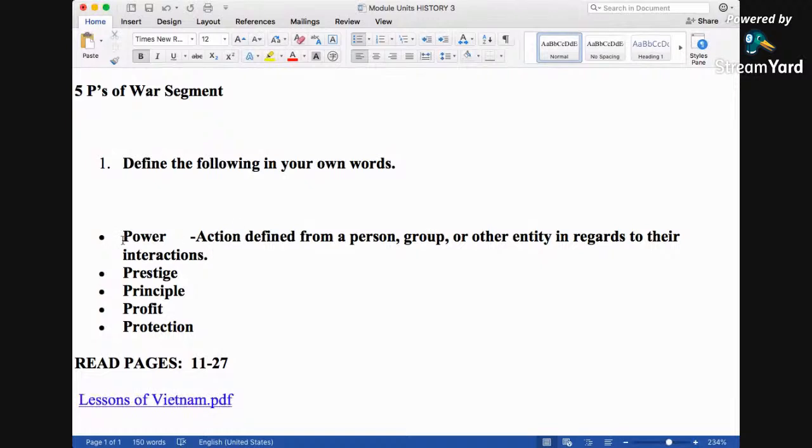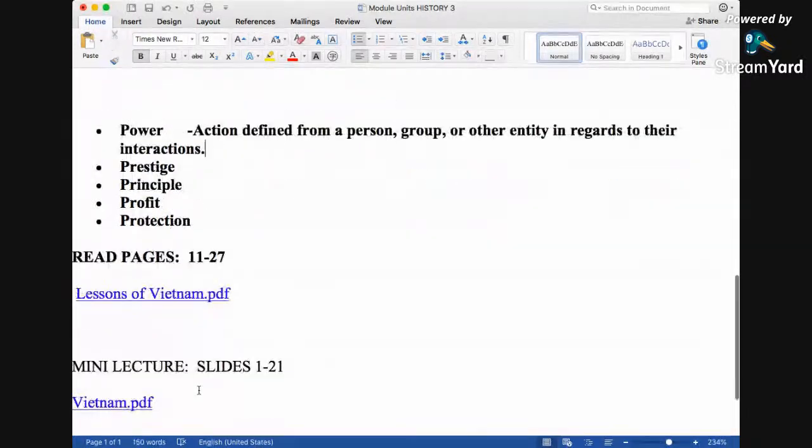When you hear the words power, prestige, principle, profit, and protection, the 5 Ps of war that we're looking at, it's always important to be able to rationalize what your definition is of these terms before you get the terms from dictionary.com, Wikipedia, whatever. I want you to make sure that you do these in your own words. Okay, that's important.